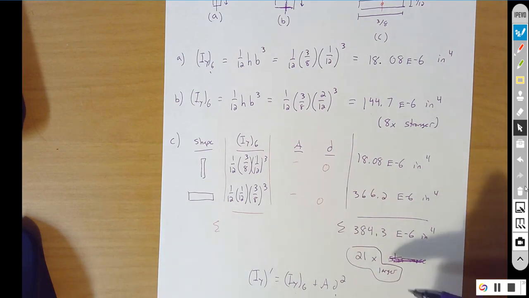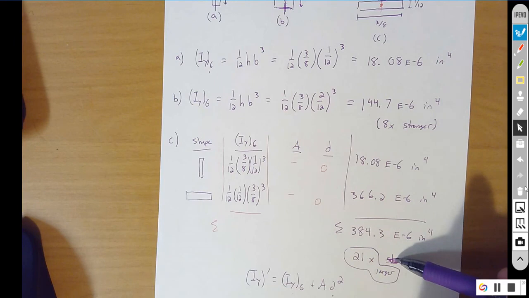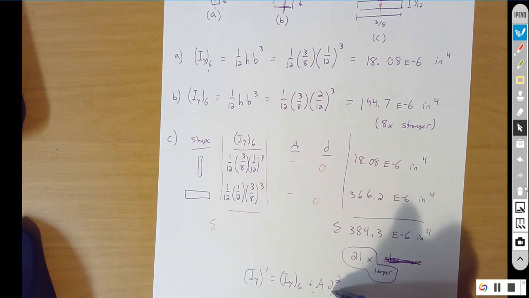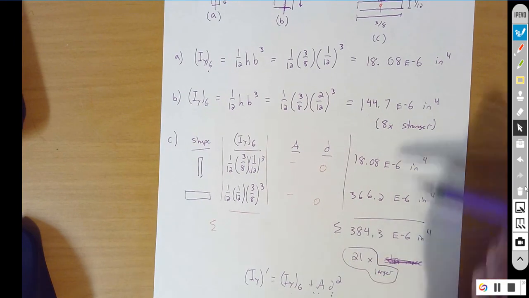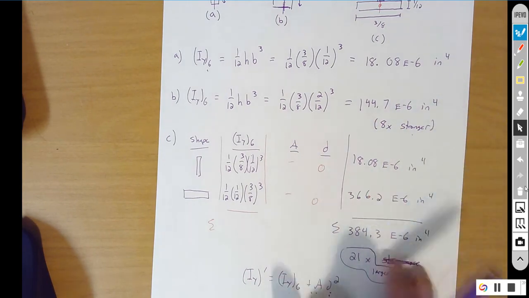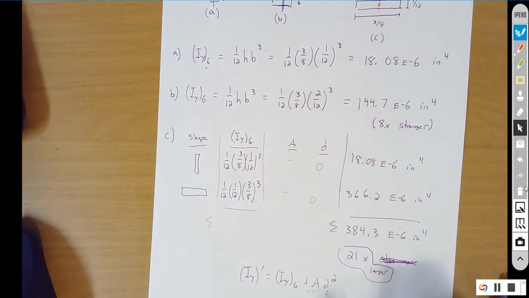So 21, by looking at the equation and understanding how to use our additional area, versus 8 times by just being lazy. So hopefully that helps. Hopefully that was a little bit interesting. If you have any questions, feel free to reach out.